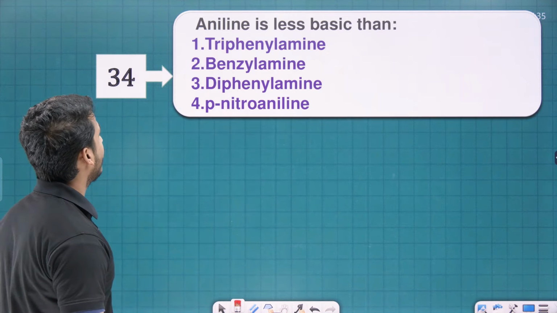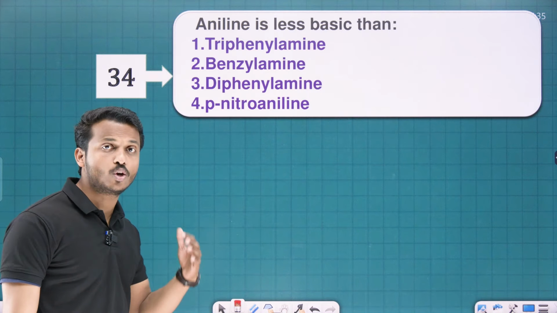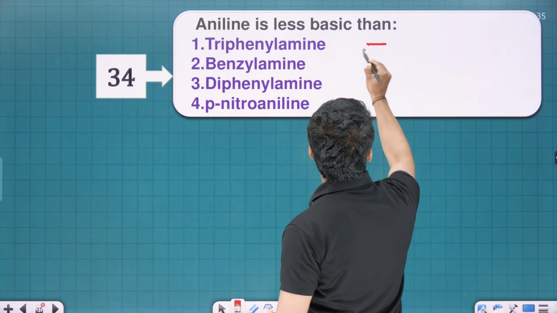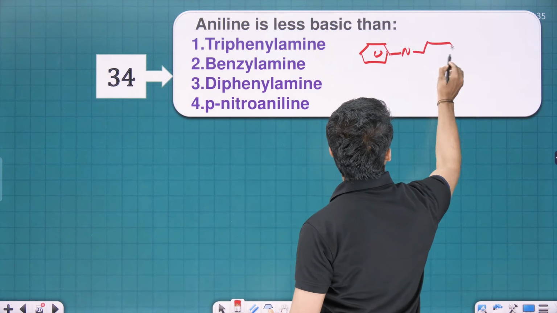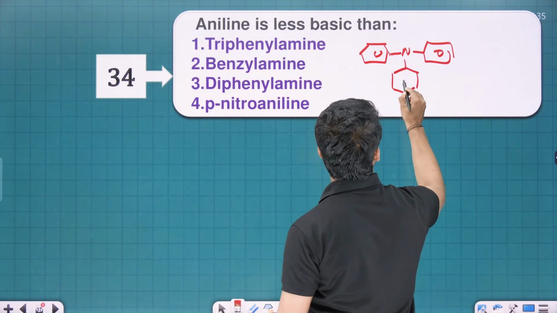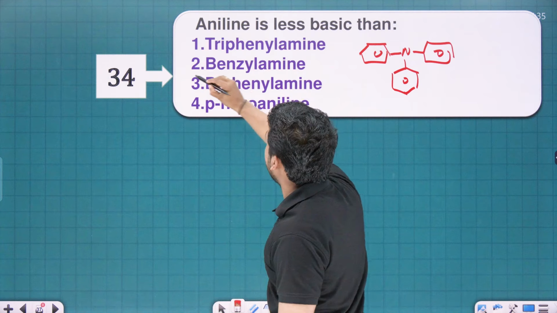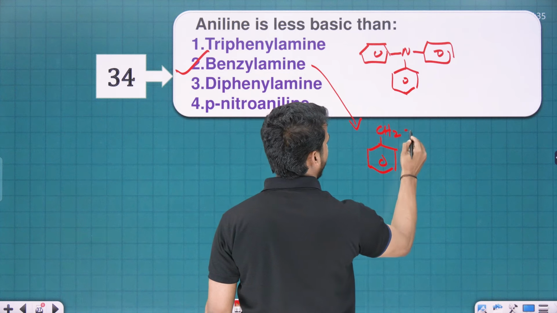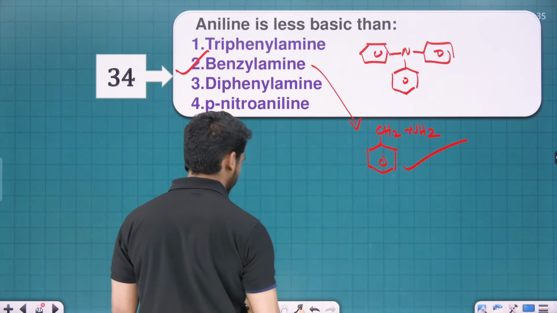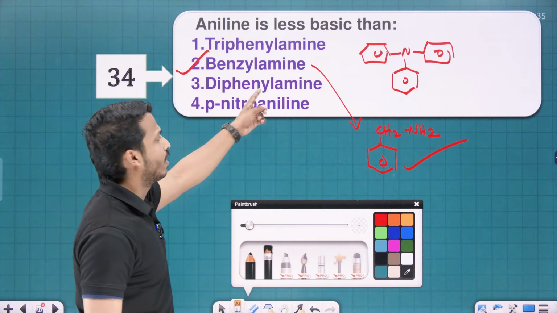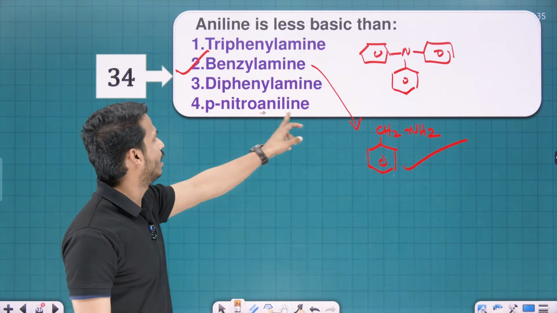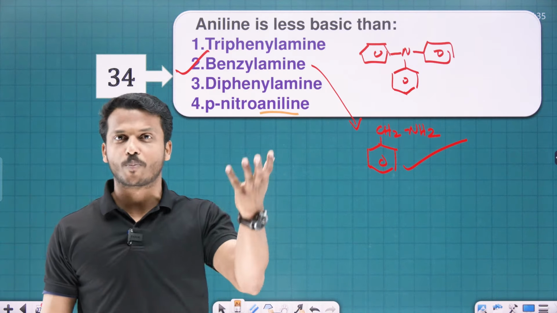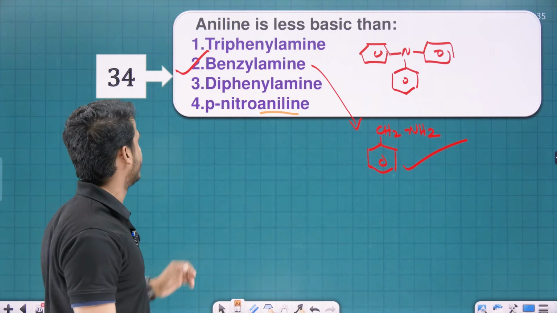Next one. Aniline is less basic than. So they're asking you which is most basic among these. Triphenylamine. What is triphenylamine? Three benzene ring groups, right? See, it is very less basic because of the aromatic groups. Option 2, my dear, this is what? Benzyl amine. What is benzyl amine? CH2NH2. It's an aliphatic amine. Already we discussed, it's more basic. See, diphenyl, benzene ring is there, no? Leave it. Nitroaniline is also aniline. So, aniline is less basic than. They're asking you which is more basic. There is an aliphatic amine already, that is benzyl amine.